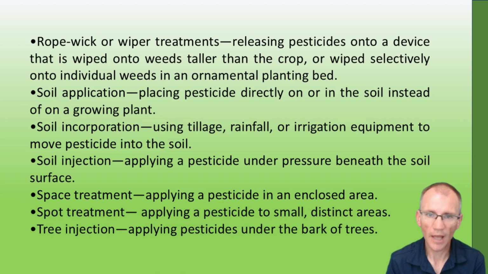Also, we're going to look at soil application, placing pesticide directly on or in the soil instead of on a growing plant. We're going to look at soil incorporation, using tillage, rainfall, or irrigation equipment to move pesticide into the soil. We're going to look at soil injection, applying a pesticide under pressure beneath the soil surface. We're going to look at space treatment, applying a pesticide in an enclosed area. We're going to look at spot treatment, applying a pesticide to small, distinct areas. And we're going to look at tree injection, applying pesticides under the bark of trees.